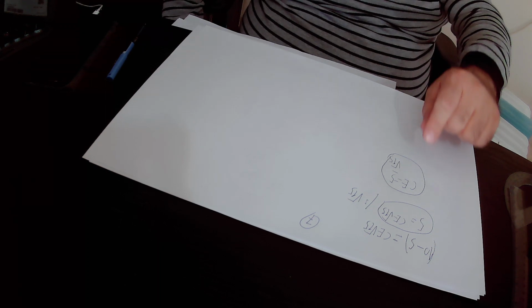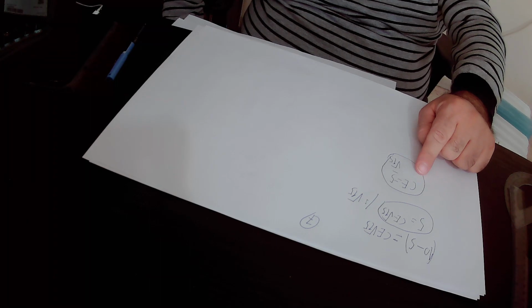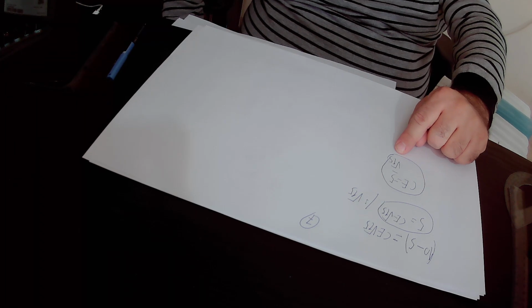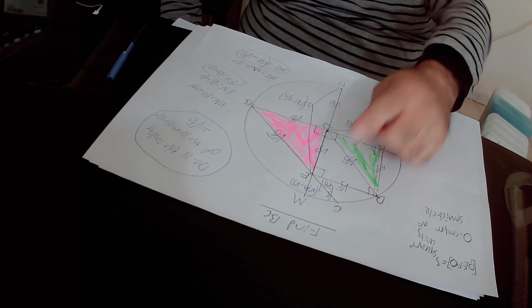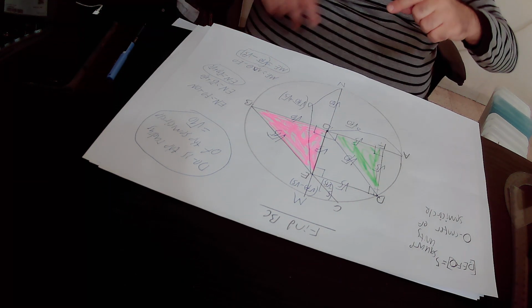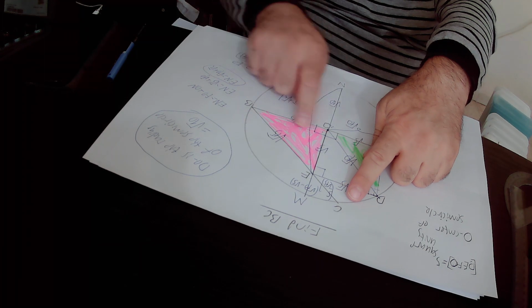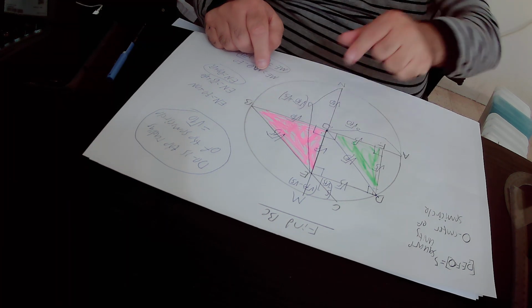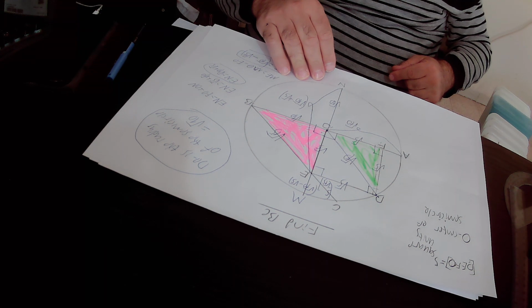Then we divided this equation by the square root of 15 and found out that CE equals 5 over the square root of 15. Here the missing line segment CE equals 5 over the square root of 15. What is the length of CB? CB, it is very easy to see that CB equals CE plus EB. Okay?